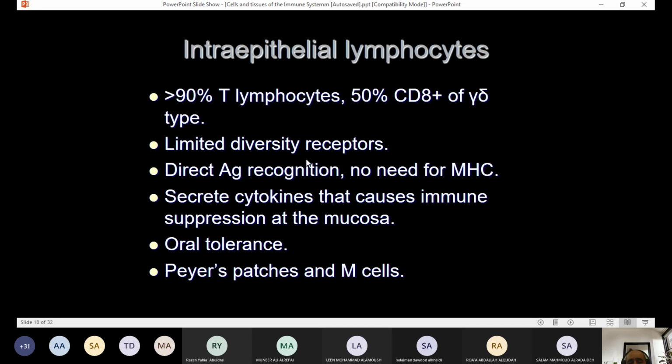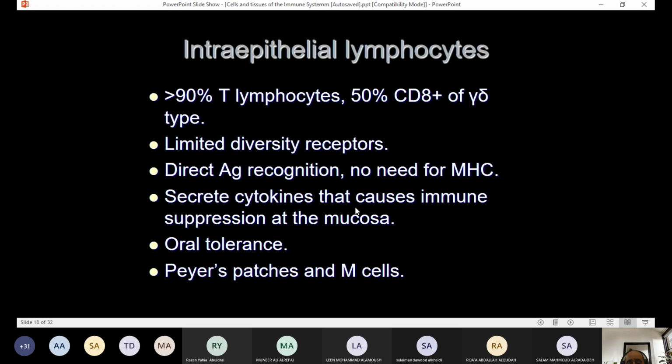Limited diversity here in the receptors. We'll talk about that later in the lymphocytes. And here there is direct antigen recognition, with no need for major histocompatibility antigen, so these are for a quick response. There is no need for major histocompatibility antigen recognition and presentation for those, so we'll have the process much faster.